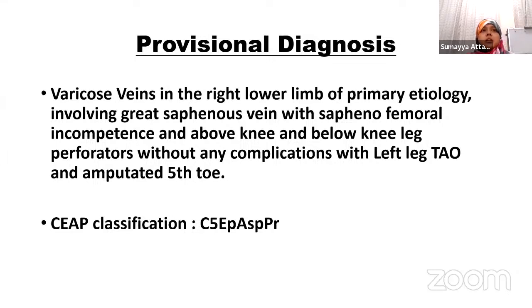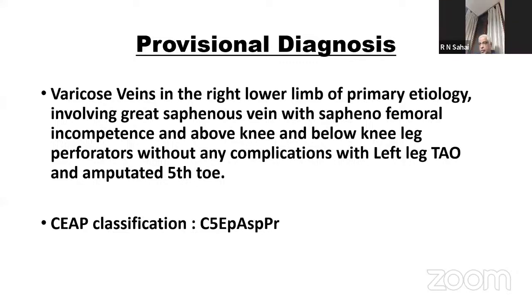Provisional diagnosis: varicose veins in the right lower limb of primary etiology involving great saphenous vein with saphenofemoral incompetence and above knee and below knee leg perforators without any complications, with left leg TAO and amputated fifth toe. The CEAP classification is C5, Ep, As, Pr.